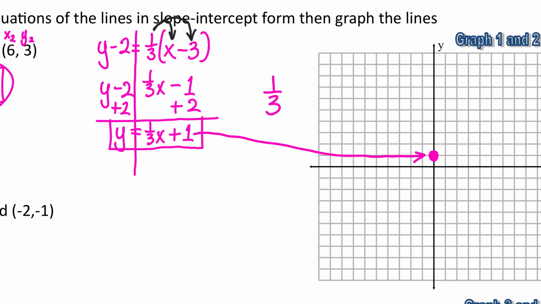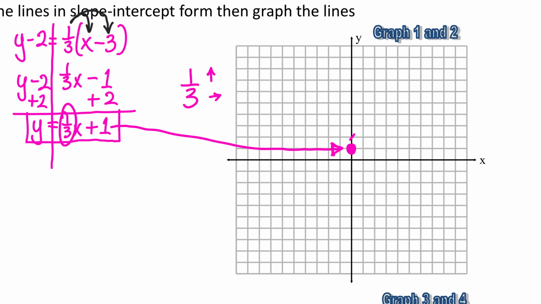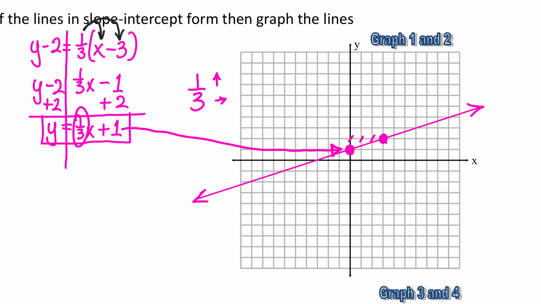Now the slope of 1/3, okay, from right here, the slope is 1/3. What is the slope of 1/3 going to do? Good, it's going to go up 1, right 3. So we're going to go up 1, and then right 1, 2, 3. Okay. There's that equation right there.